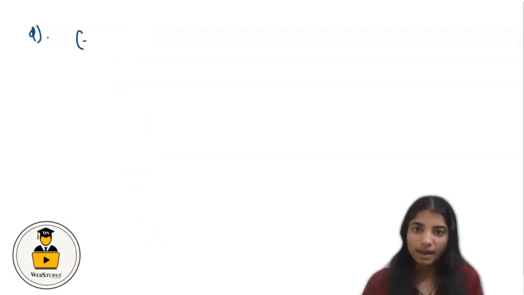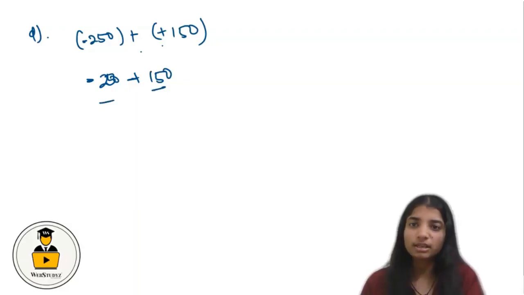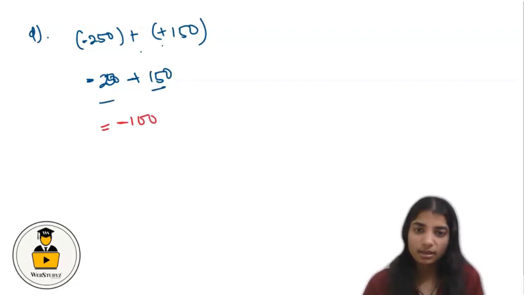Part D is minus 250 plus 150. We know that plus becomes equals to plus. So this from here is equals to minus 250 plus 150. So we are going to subtract 150 from minus 250. So when we subtract 150 from minus 250, we get the value as minus 100. So minus 100 is the answer to the part D of this question.